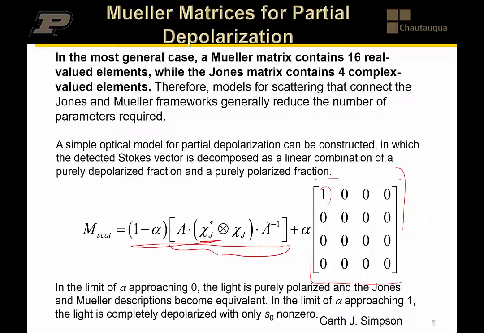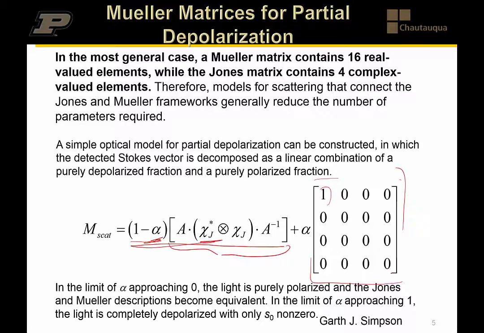So we have a system that's partially depolarizing, and we can handle that partiality by introducing a depolarization parameter alpha. In the limit of alpha equaling 0, you have purely polarized interactions described by the Jones component, and in the limit of alpha approaching 1, you have something that only generates S0 for the output irrespective of the input. And anything in between we can treat by just scaling between these two extremes in a practical system. So why bother going to this simple model-based description?